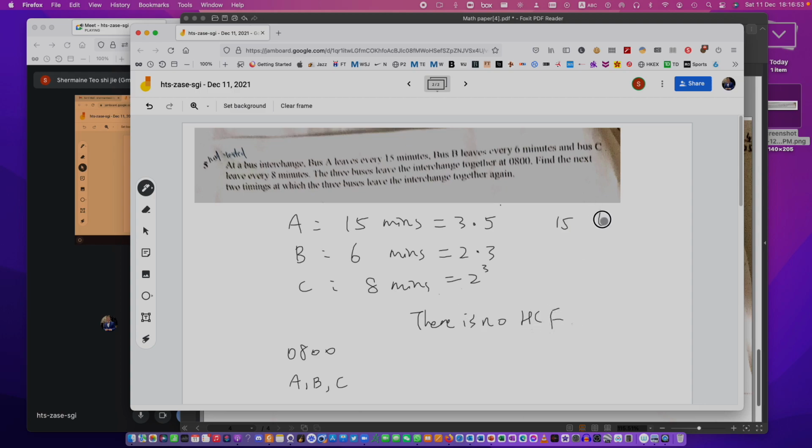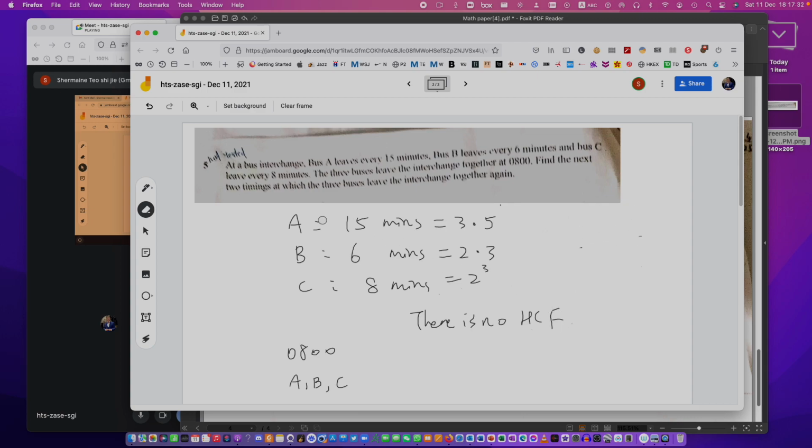Because if you do this, can you put a number here such that you can divide by 3 of this? Any number you can think of? Can you put a 2? Put a 2, 15 cannot, 6 can, 8 also can, but 15 cannot, so 2 cannot. So I put a 3, you get 5, you get 2 here, this one cannot. So one of them cannot means cannot, 3 also cannot. So that's why there's no HCF.